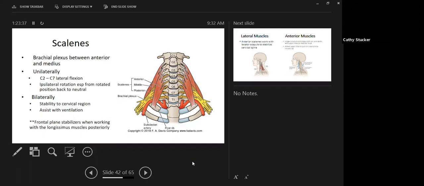And again, unilaterally, they do side flexion. They can rotate. If I am rotated left, the right will rotate me back to center. So ipsilateral rotation back to neutral. And bilateral, again, there's stability to the cervical spine. They pretty much run up and vertically parallel with the cervical spine, so that adds some stability, some compression. And then, if the cervical spine is stabilized, they can also lift the ribs. They work with some of the longissimus muscles posteriorly to stabilize anterior and posterior.